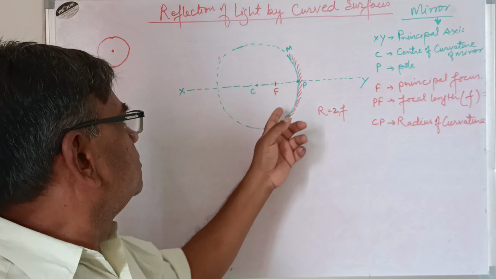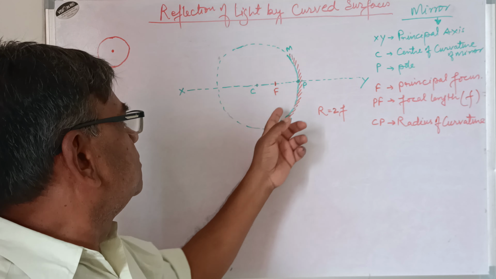थोड़ा बड़ा बनाएंगे जिससे आपको ठीक से समझ सकें. You can understand easily and can see the ray separately. Let this is a mirror, concave mirror. This surface is reflecting surface.